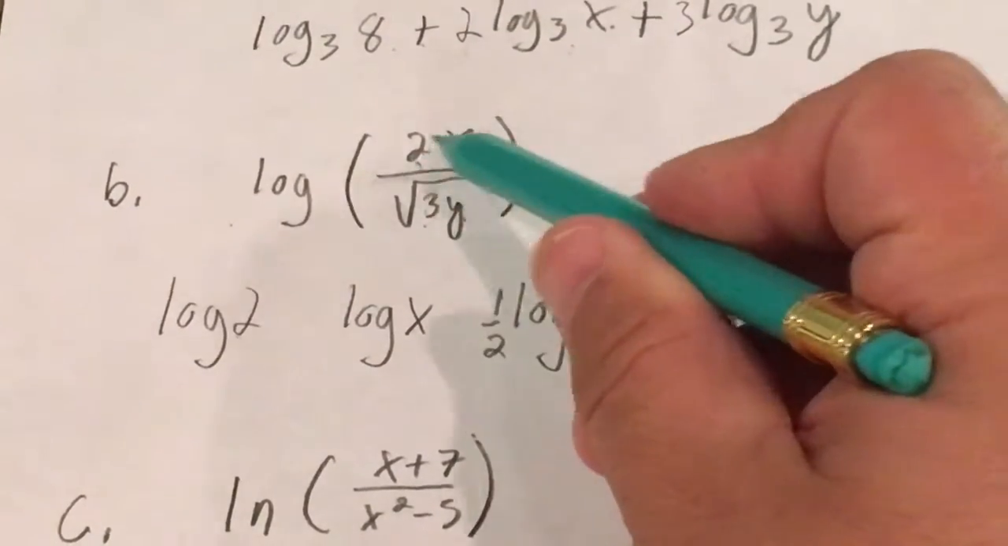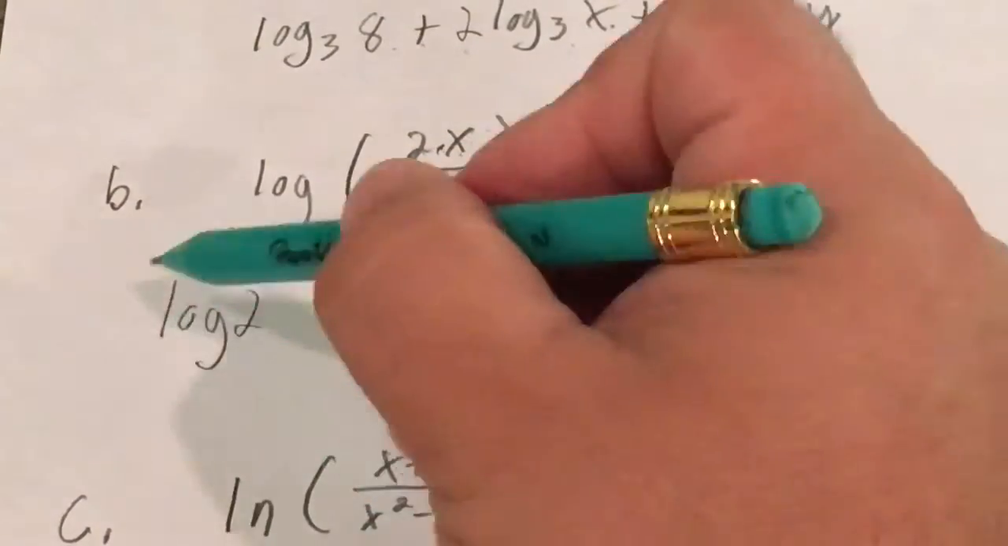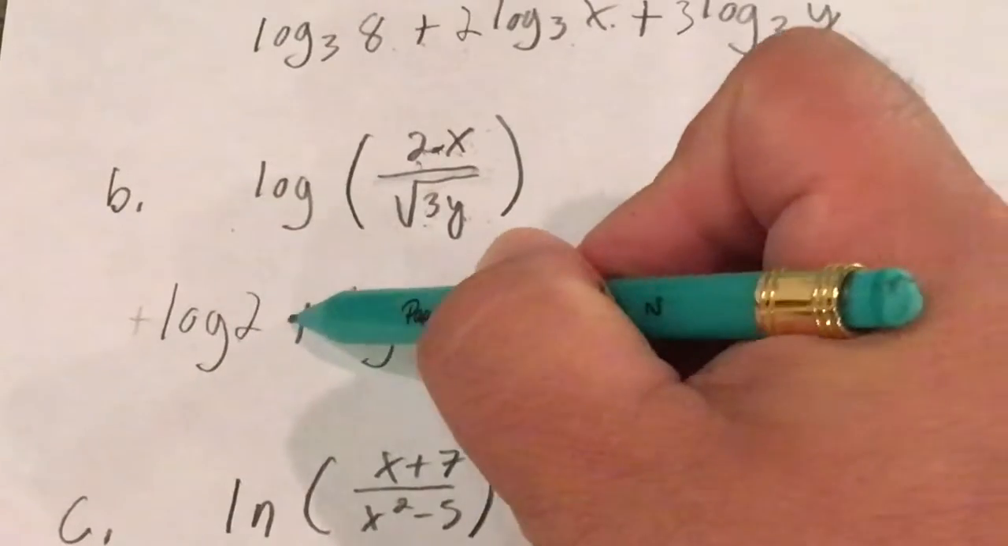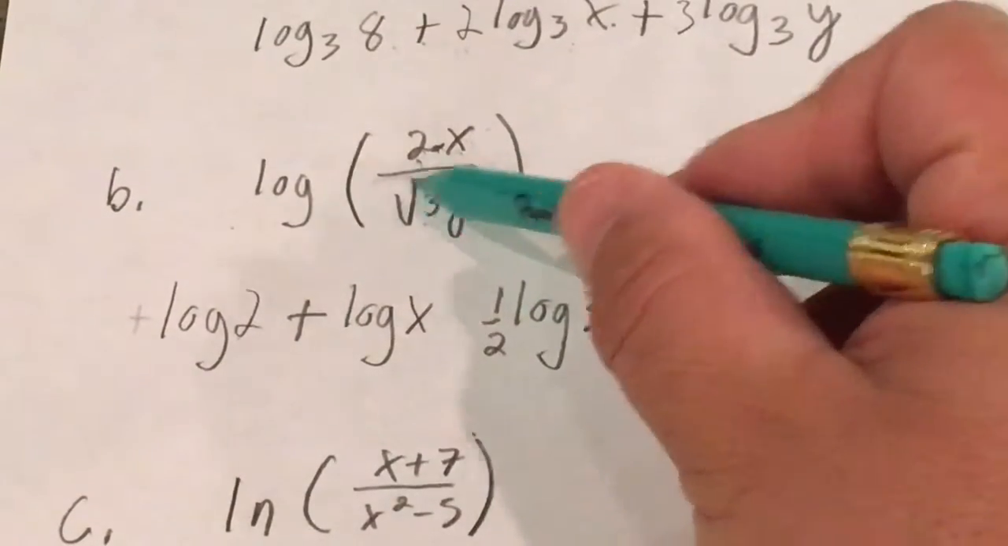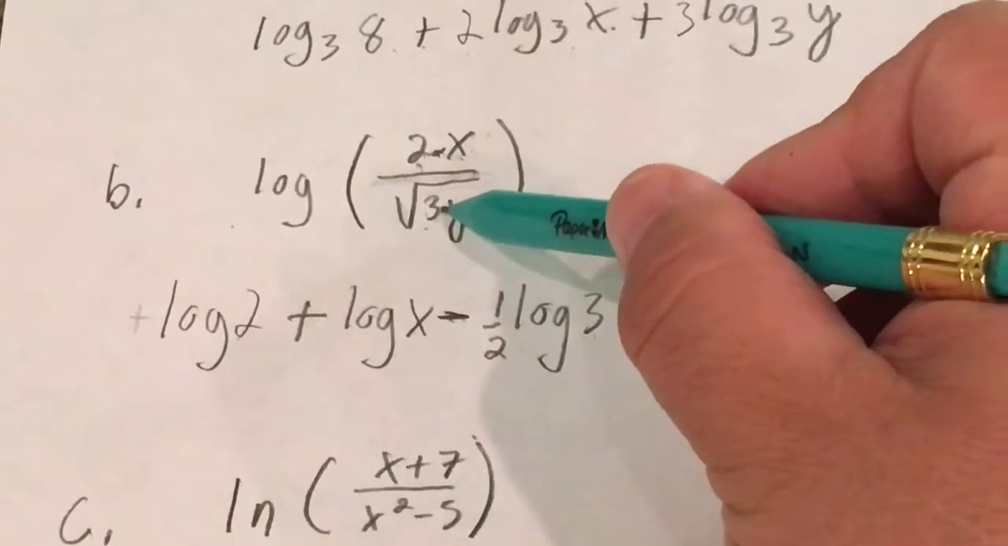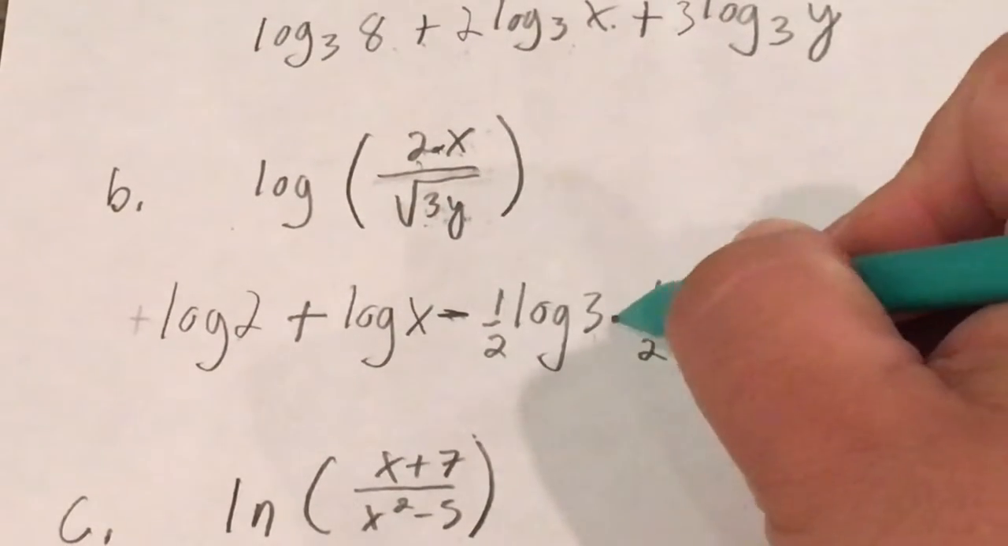Now notice I have 2 items on top. If it's on top, it gets a plus sign in front of it. Now I don't need to put the plus sign in front of that, but because this is separated by multiplication, that gets us a plus sign. Now this is separated by division. If it's on the bottom, it automatically means it gets a minus sign. The y is on the bottom. I know it's separated by a plus sign, but it's minus plus, so that's going to be a negative.